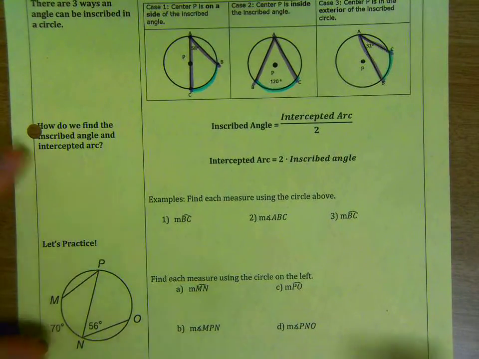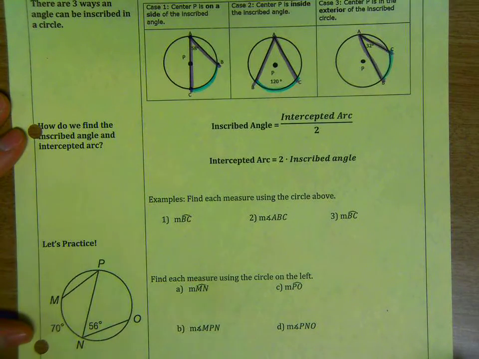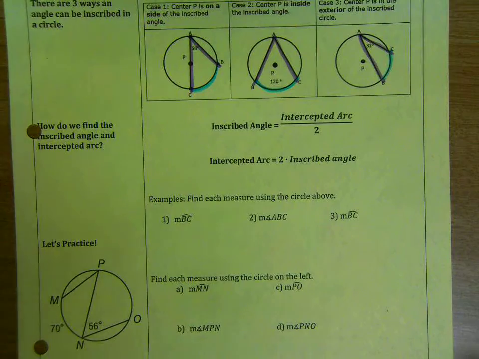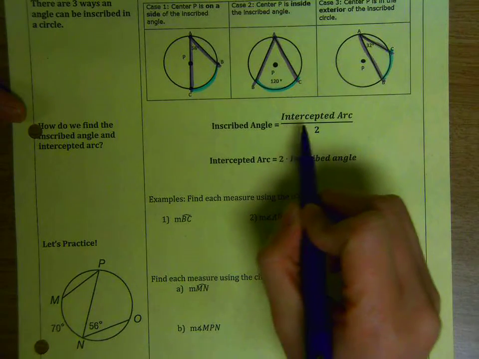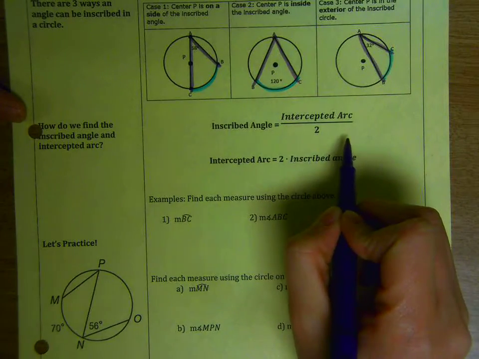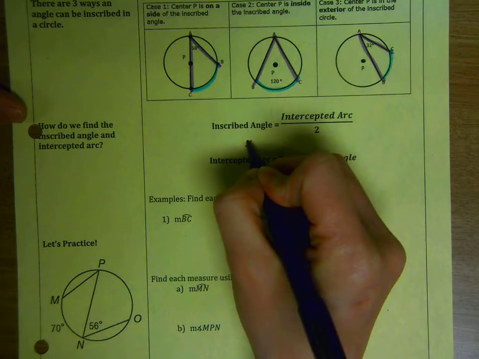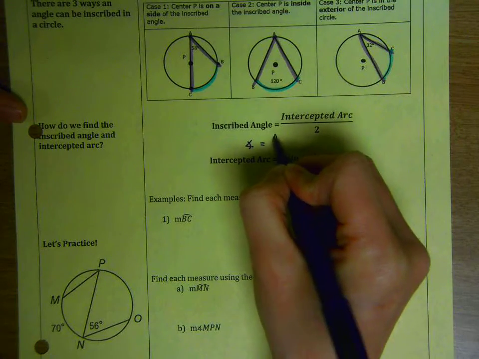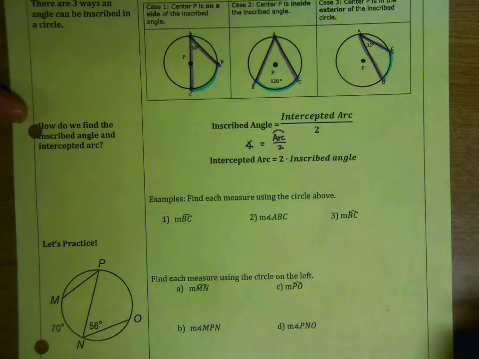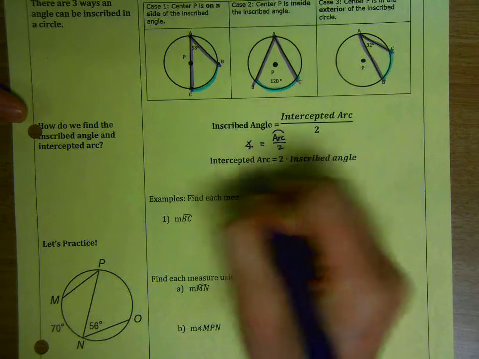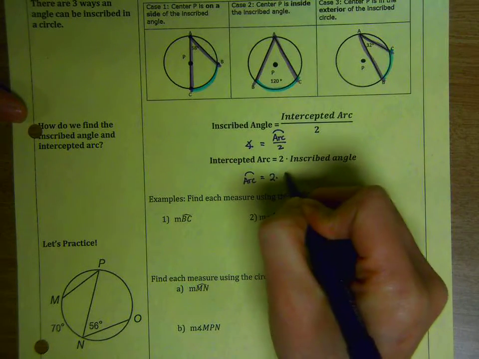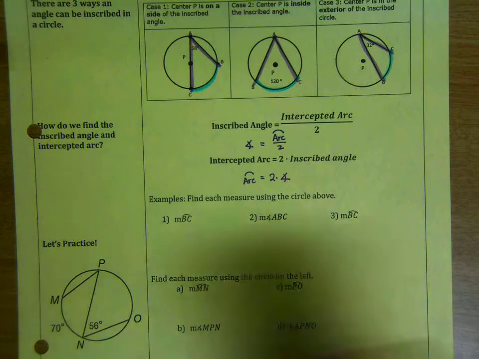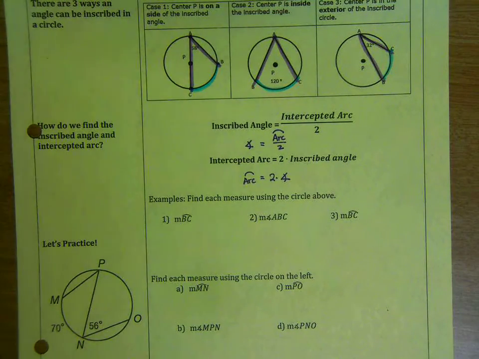So we're going to move on. Now, how do we find the inscribed angle and intercepted arc? More specifically, what is the angle measurement, or the arc measurement? Here's the relationship: the inscribed angle is equal to the intercepted arc divided by 2. Angle is equal to arc over 2. Now, the intercepted arc is equal to 2 times the inscribed angle. Maybe one or the other is easier to plug into.